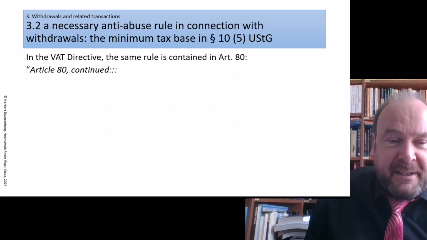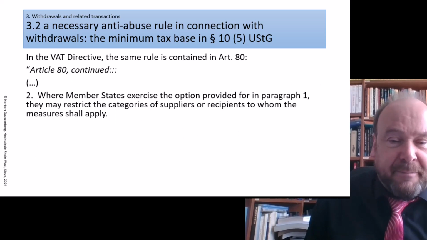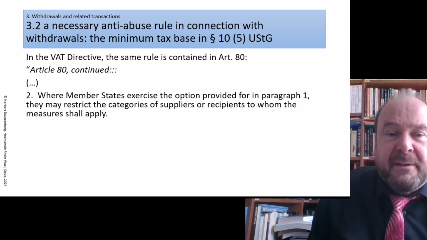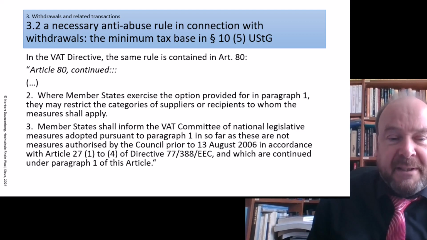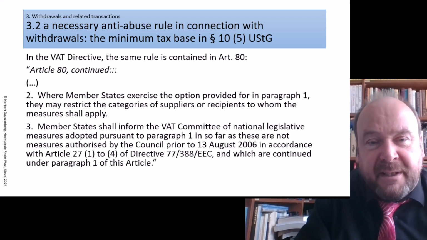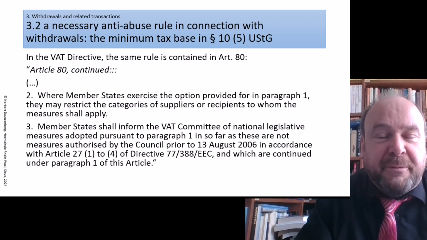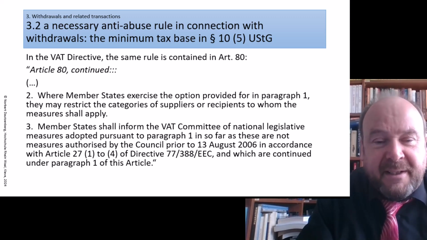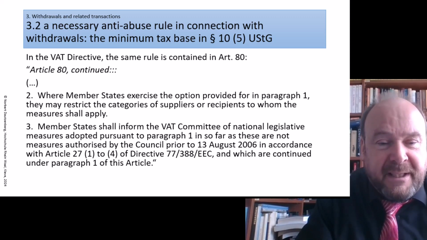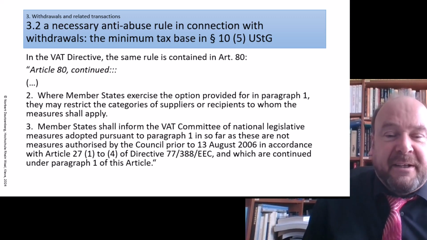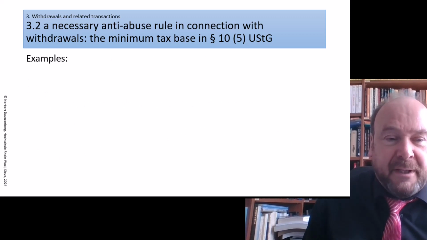Article 80 then says the member states can set conditions for these things, and the only thing they have to do, so that nobody loses the overview about which measures exist in which state, is inform the VAT committee of the EU about the national measures which they have taken in their national legislation. Okay.